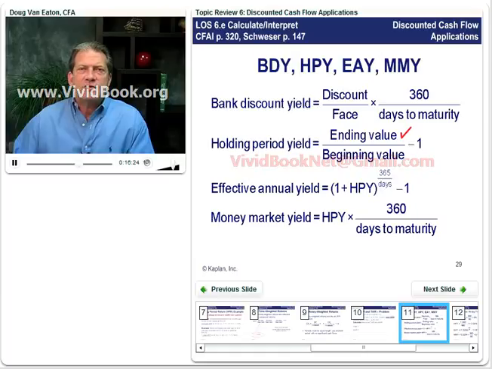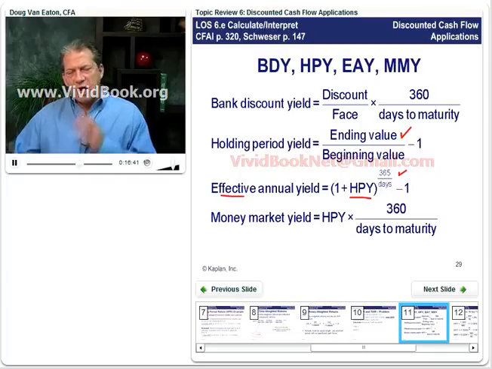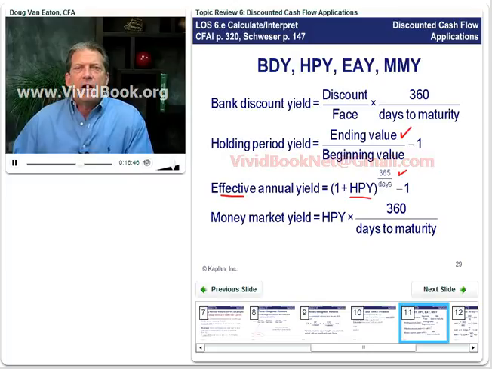Our effective annual yield, well, that holding period yield can be for any period of days, depending on the security we're looking at. To get an effective annual yield, we take that to the power 365 over the number of days, minus 1. So just like compounding out to an effective annual yield. Our money market yield also starts with our holding period yield, but instead of compounding, we annualize it using a simple formula, 360 over the days to maturity.